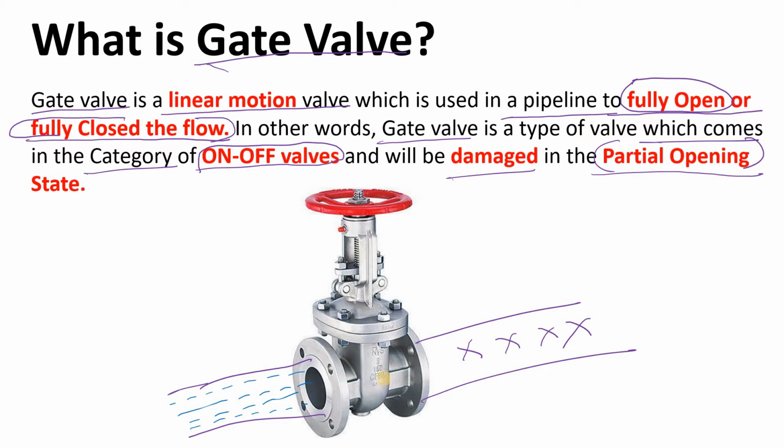We will discuss it later, but you can just understand that if it is partially open, suppose this is the seat of the valve and this is the disc, then due to high velocity this portion will be damaged. So it is only used for on-off purpose, or we can say a fully open or fully closed purpose. I hope you understood what the gate valve is. I hope you have a rough idea now of what a gate valve is.